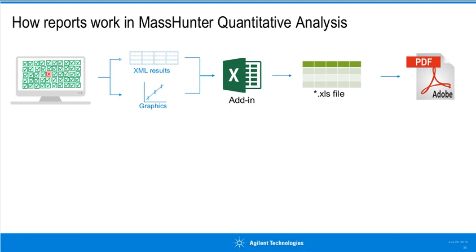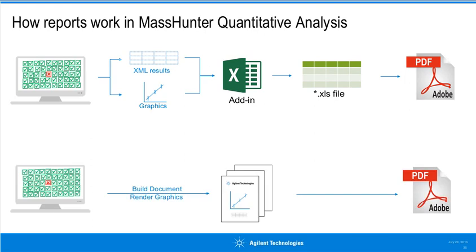However, we have a new capability in MassHunter quantitative analysis to very quickly render a document and generate a PDF directly without using Excel through technology referred to as iText.